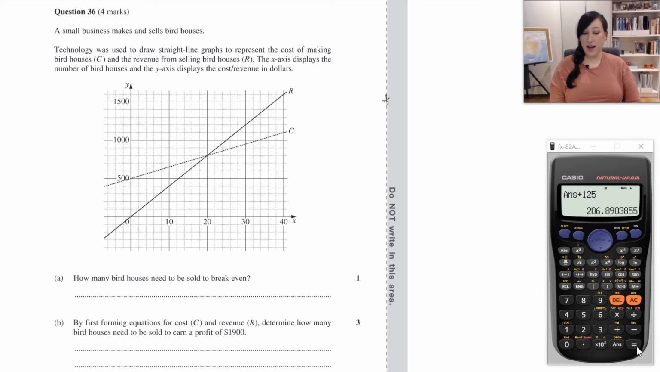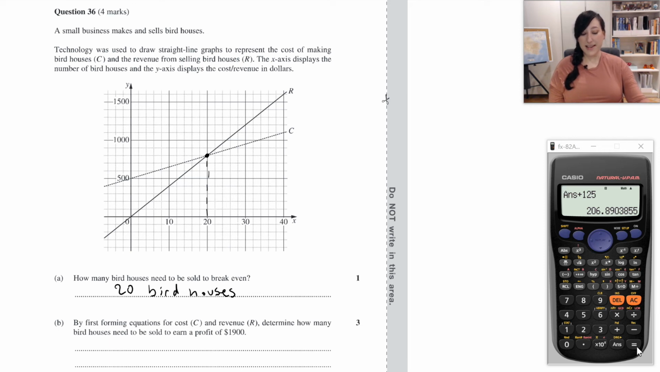So to break even, that means your revenue and cost are the same, and you have made no profit but also no loss. We can see on the graphs that revenue and cost are the same at this point here. This point is where we have 20 on the x-axis. And as the question says, the x-axis represents the number of birdhouses. So when we sell 20 birdhouses, we will be breaking even. So that's the answer to part A.